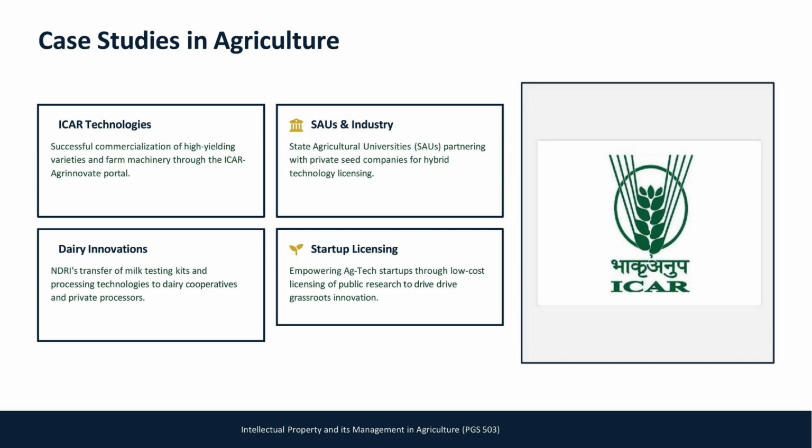Another case study is dairy innovations. NDRI's transfer of milk testing kits and processing technologies to dairy cooperatives and private processors. And finally, startup licensing. Empowering agtech startups through low-cost licensing of public research to drive grassroots innovation. These real-world examples show exactly how the theory we've covered today translates into practice in the Indian agricultural research ecosystem.